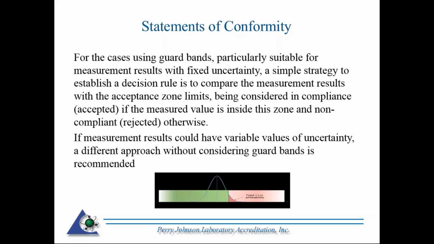Okay, the cases using guard bands are particularly suitable for measurement results with a fixed uncertainty, and a simple strategy to establish a decision rule is to compare the measured results with the acceptance zone limits. If the measured value is inside this zone it is considered in compliance, and non-compliance is rejected otherwise. If measurement results could have variable values of uncertainty, a different approach without considering guard bands is recommended. So this is something that I've not seen in calibration, maybe employed a lot in the testing laboratories.